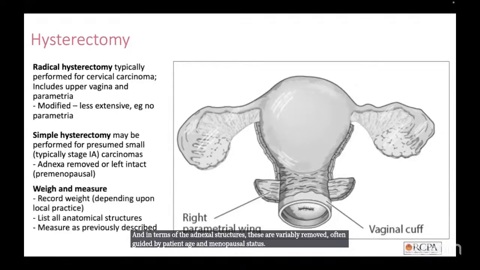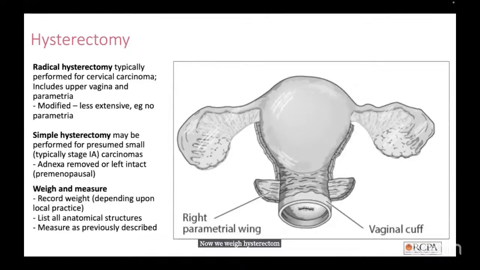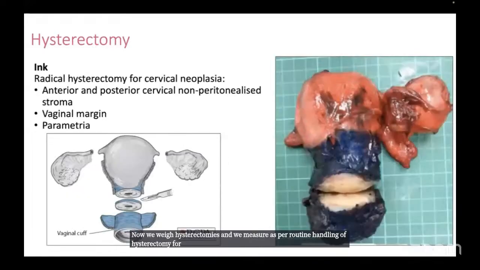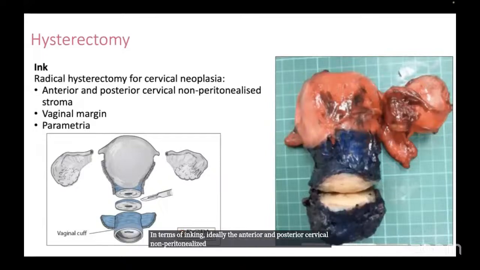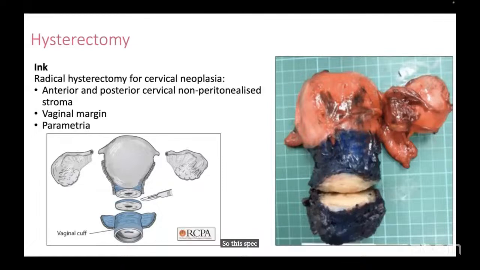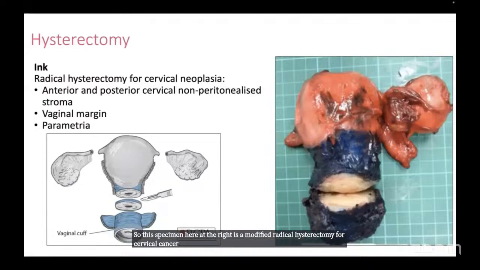Now, we weigh our hysterectomies and we measure as per routine handling of hysterectomy for other indications. In terms of inking, ideally the anterior and posterior cervical non-peritonealized stroma is differentially inked, along with the vaginal margin and parametria, much the same as with the trachelectomy. So this specimen here at the right is a modified radical hysterectomy for cervical cancer in which the parametria have not been dissected and one ovary has been left behind.